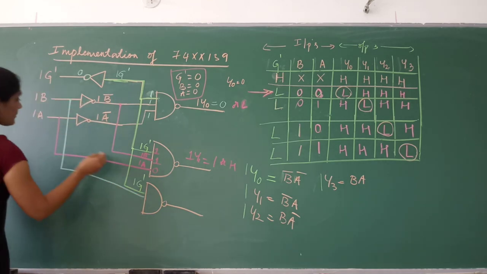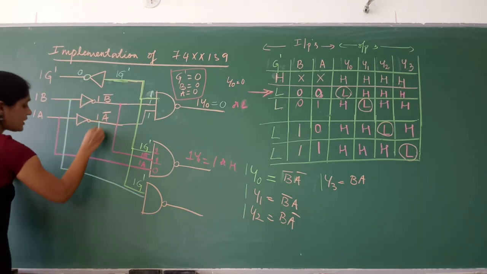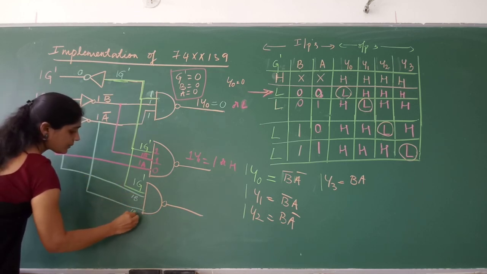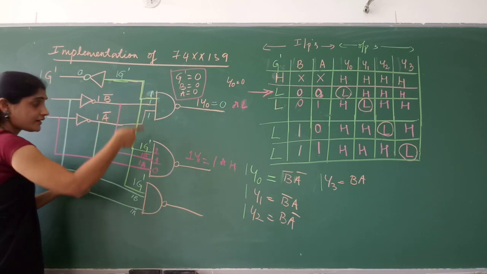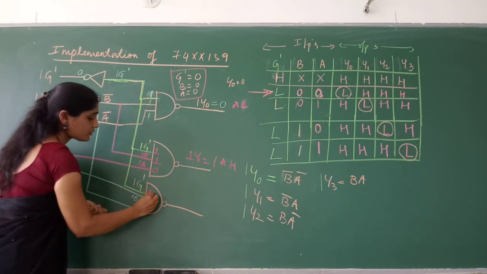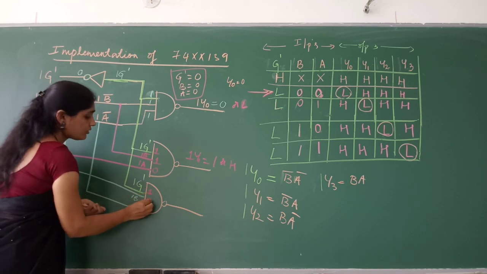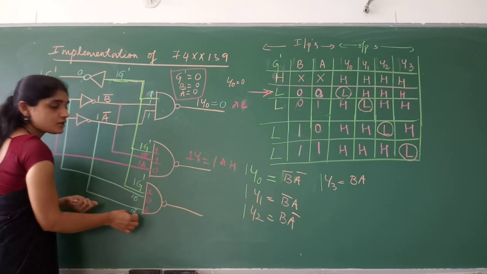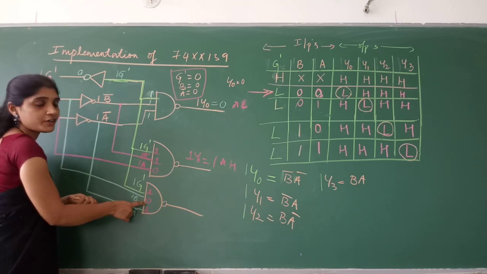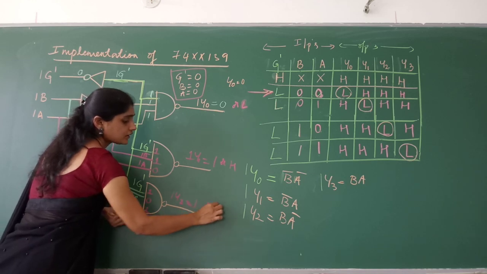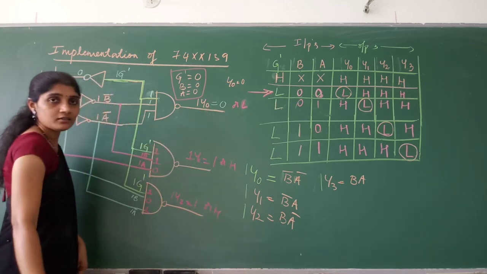B and A bar. This is A bar. So this is 1B and this is 1A bar. So now let me check the output of this. If G dash is 0, what are you going to get here? 1. B is 0. A is 0, but here we have 1A bar, so it is 1. 1, 0, 1. If any one of the inputs is 0 for a NAND gate, output is what? 1. Right? So Y2 is also 1.